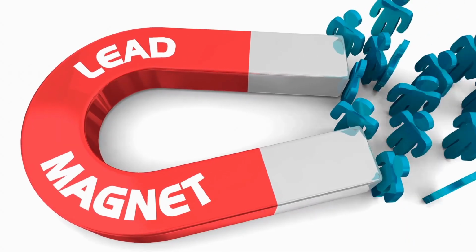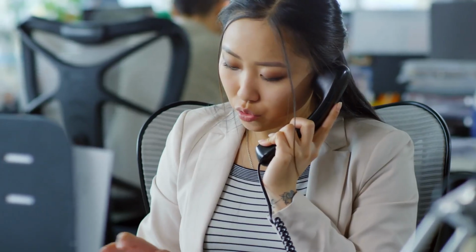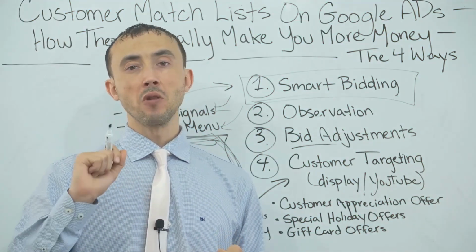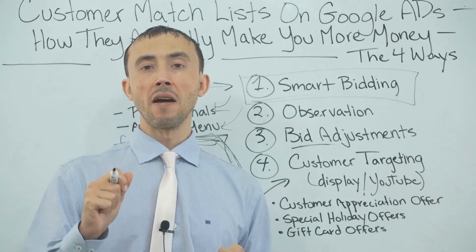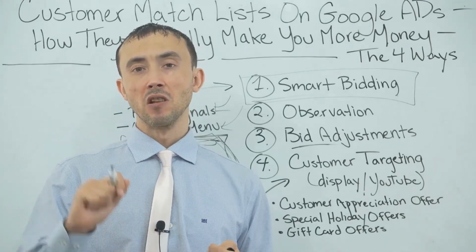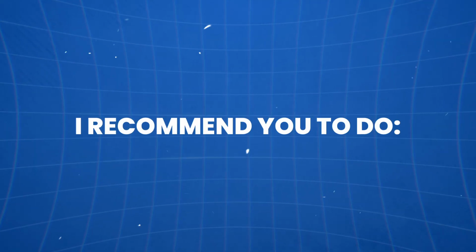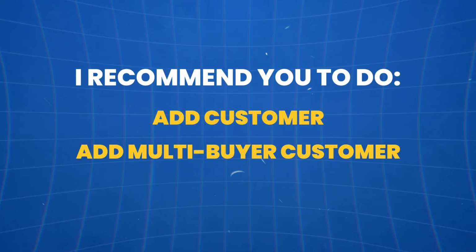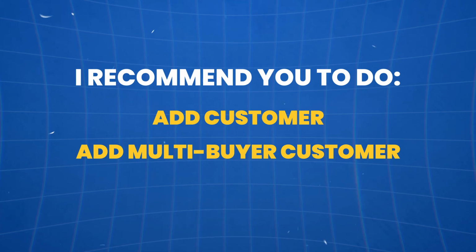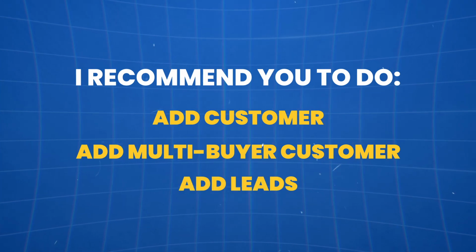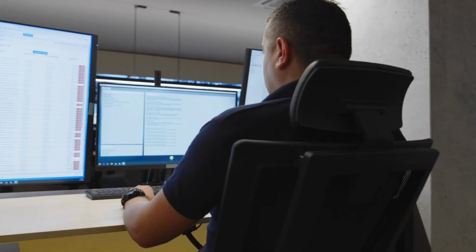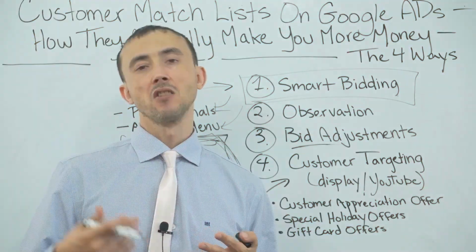But if you have leads, people have contacted you and you got 5,000, oftentimes you'll get more of a boost to your ads right away adding that 5,000 lead list than you will the customer list itself. So what I recommend you do, not only just add customers and multi-buyer customers as a separate audience, but also the leads as well, and let the system use what it can use.